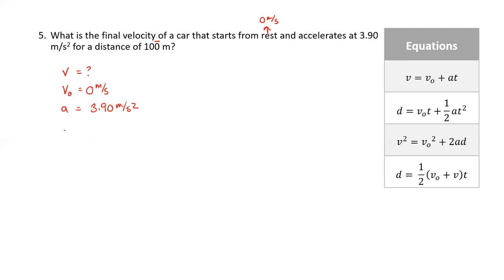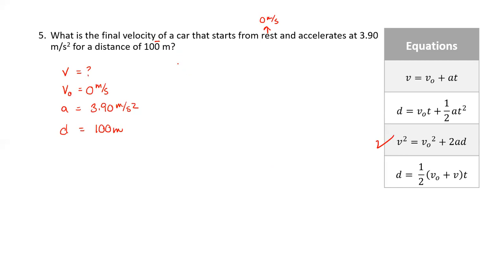For a distance of 100 meters. So there's all of our information. Now all we need to do is select which equation we're going to use. So we need an equation that uses velocity, acceleration, and distance. And that's going to be the third equation that's on our list.